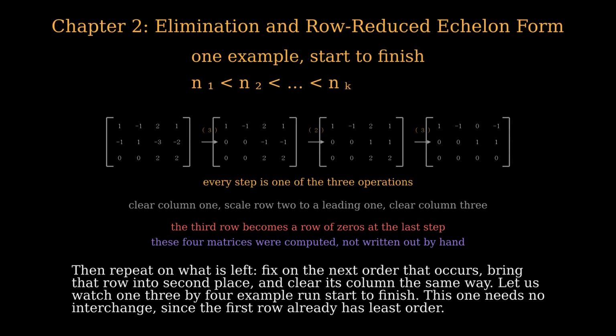Fix on the next order that occurs. Bring that row into second place, and clear its column the same way. Let us watch one 3x4 example run, start to finish. This one needs no interchange, since the first row already has least order.